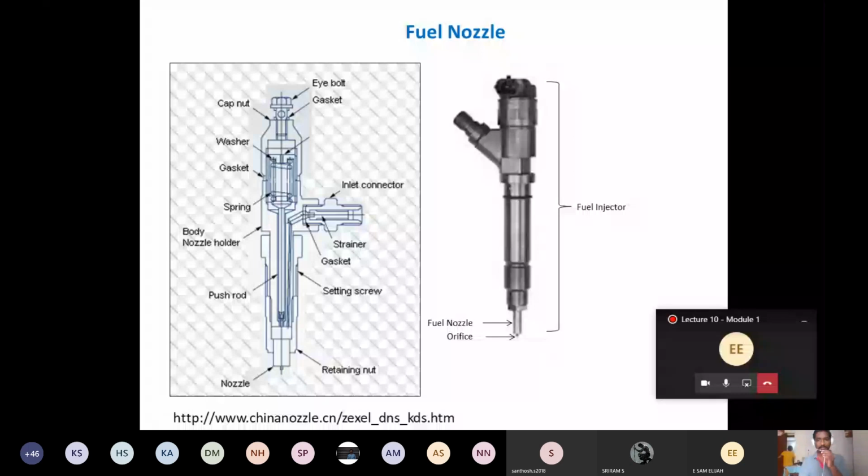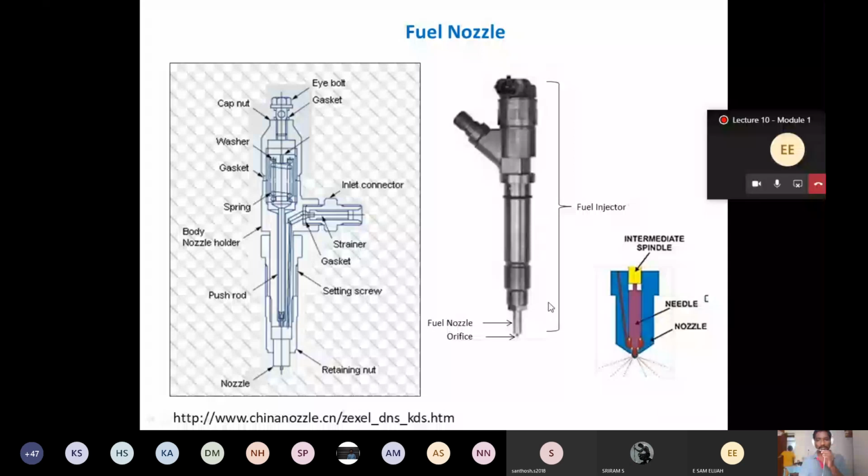So in this diagram, this is the nozzle part, and here you can see a small opening, which we call the orifice, through which the fuel is going to be sprayed. From the high pressure fuel injection pump, fuel will enter the fuel injector and then go through the fuel nozzle. Finally, through the orifice, it is going to come out with very high pressure. The pressure of the fuel injector will be around 200 bar to a maximum of 2000 bar. That depends upon the design of the fuel injector.